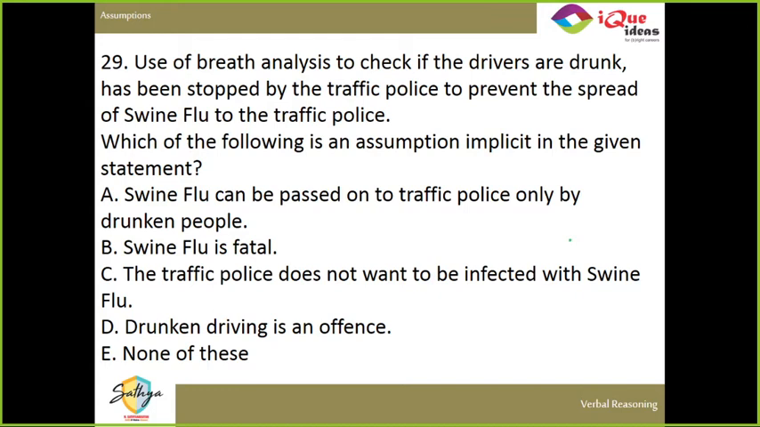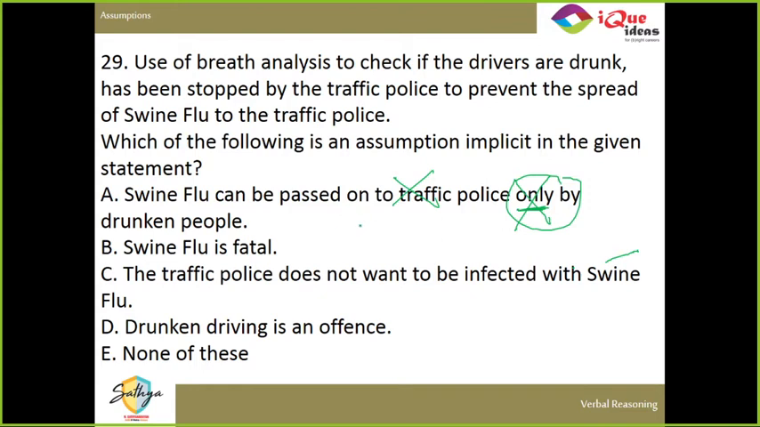1. Do I need to assume that swine flu can be passed on to traffic police only by drunk people? If the "only" was not given, then this assumption may be true. But "only" is definitely making it wrong. So A is definitely wrong.